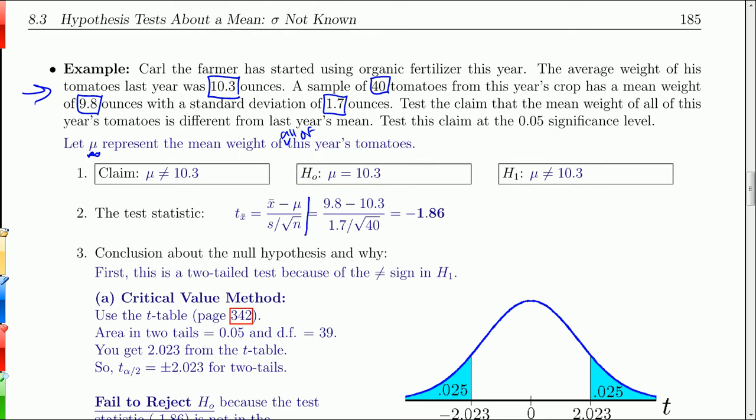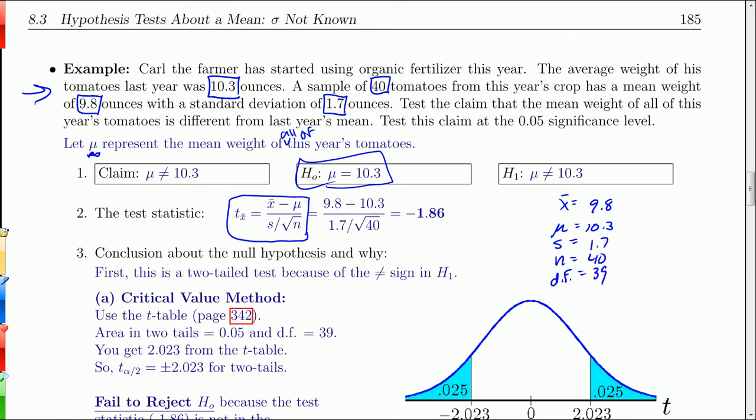The test statistic, it's right there: x bar minus mu, over s over root n. X bar is the sample mean, that's 9.8. Mu comes from the null hypothesis, so it's 10.3. S comes from the problem, 1.7, that's the sample standard deviation. And n is the sample size, which is 40, making my degrees of freedom equal to 39. When you plug all these things into the formula, you get a test statistic of negative 1.86.